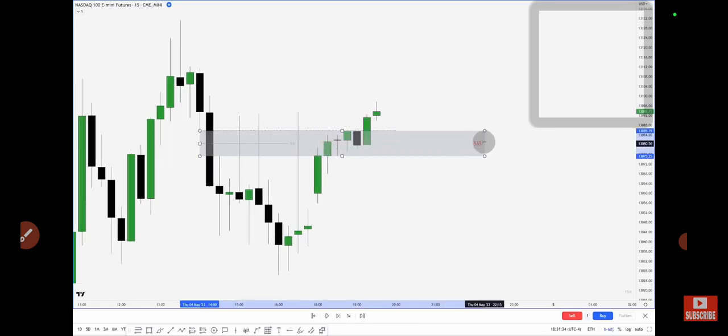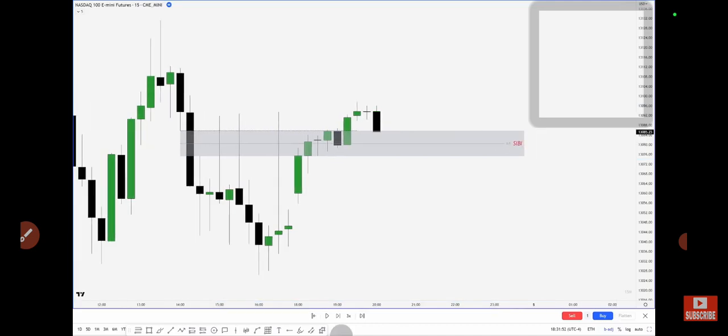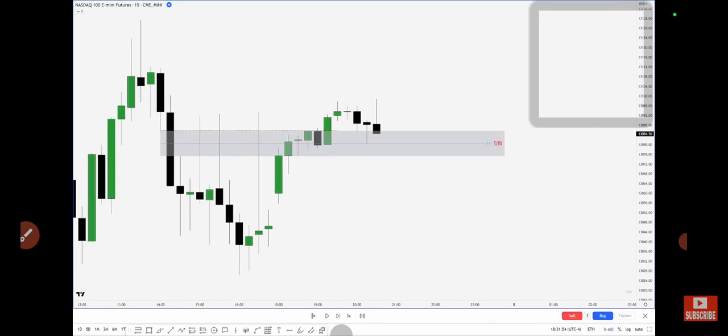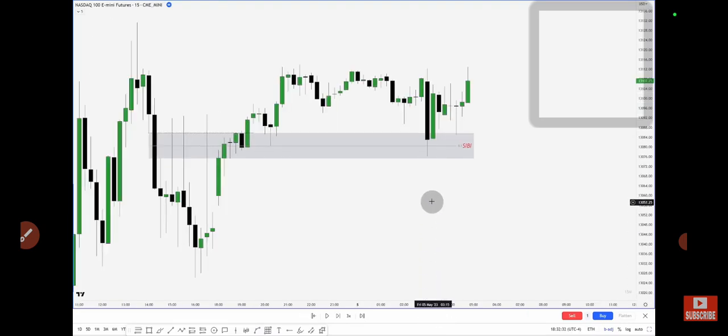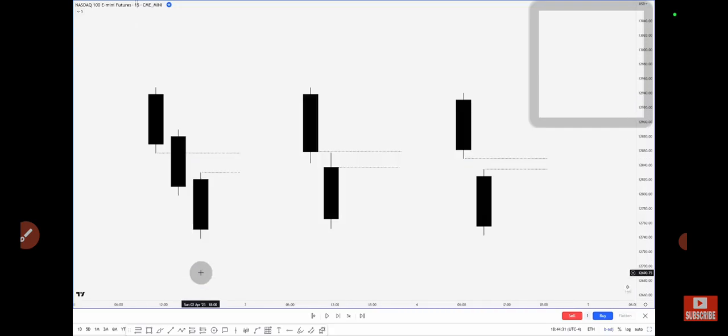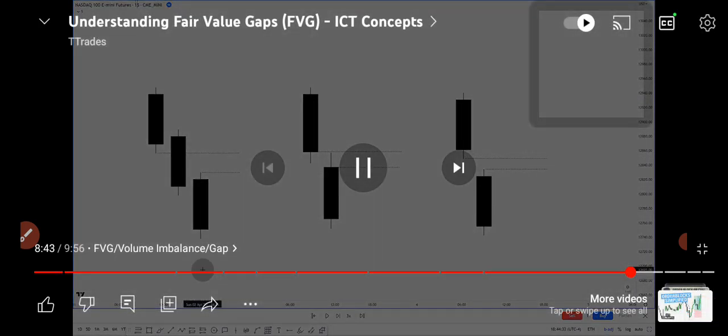Extending this out in time, let's see what happens when price returns. You can see how the consequent encroachment was used as support. And then going even further ahead, we reach into this old CIBI again, use it as support, and get displacement back out of it.